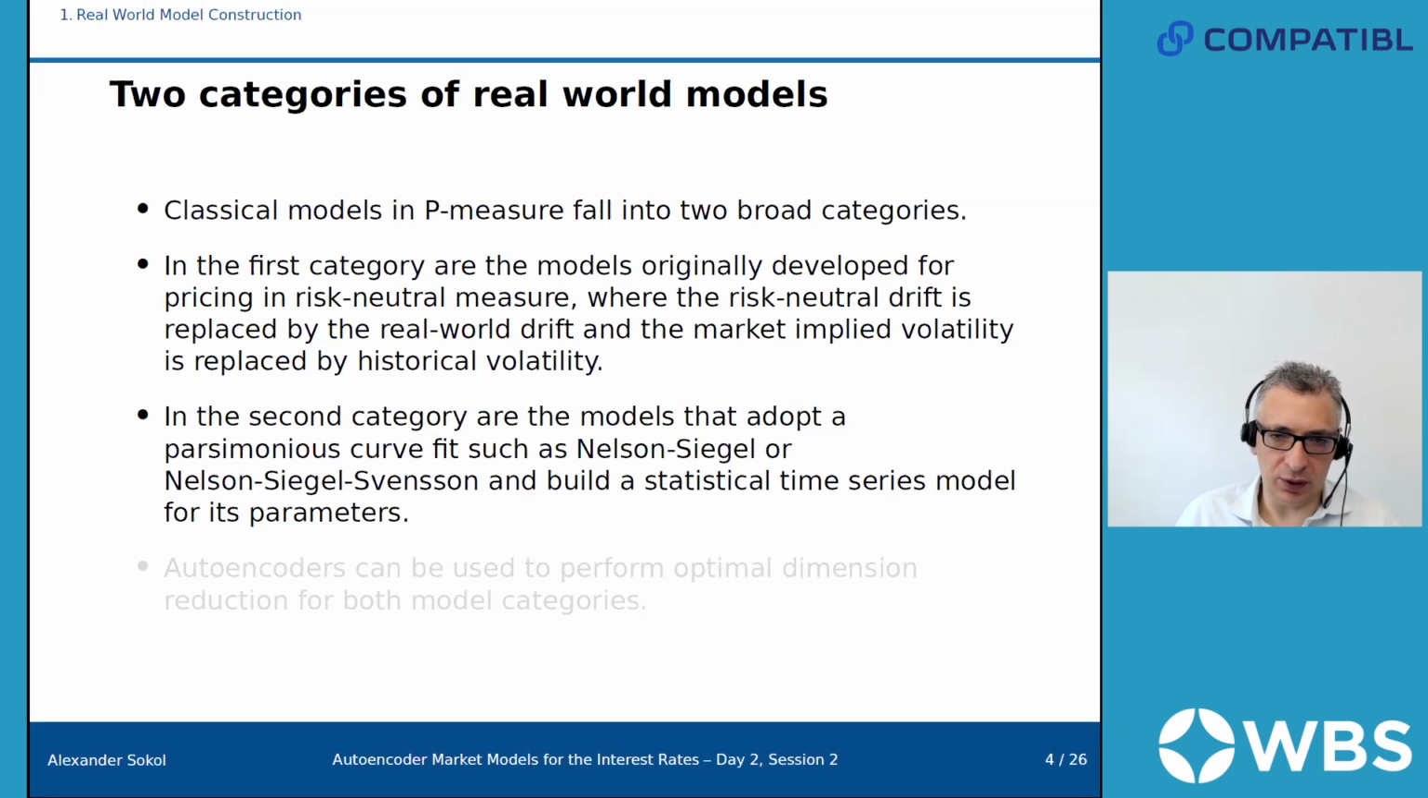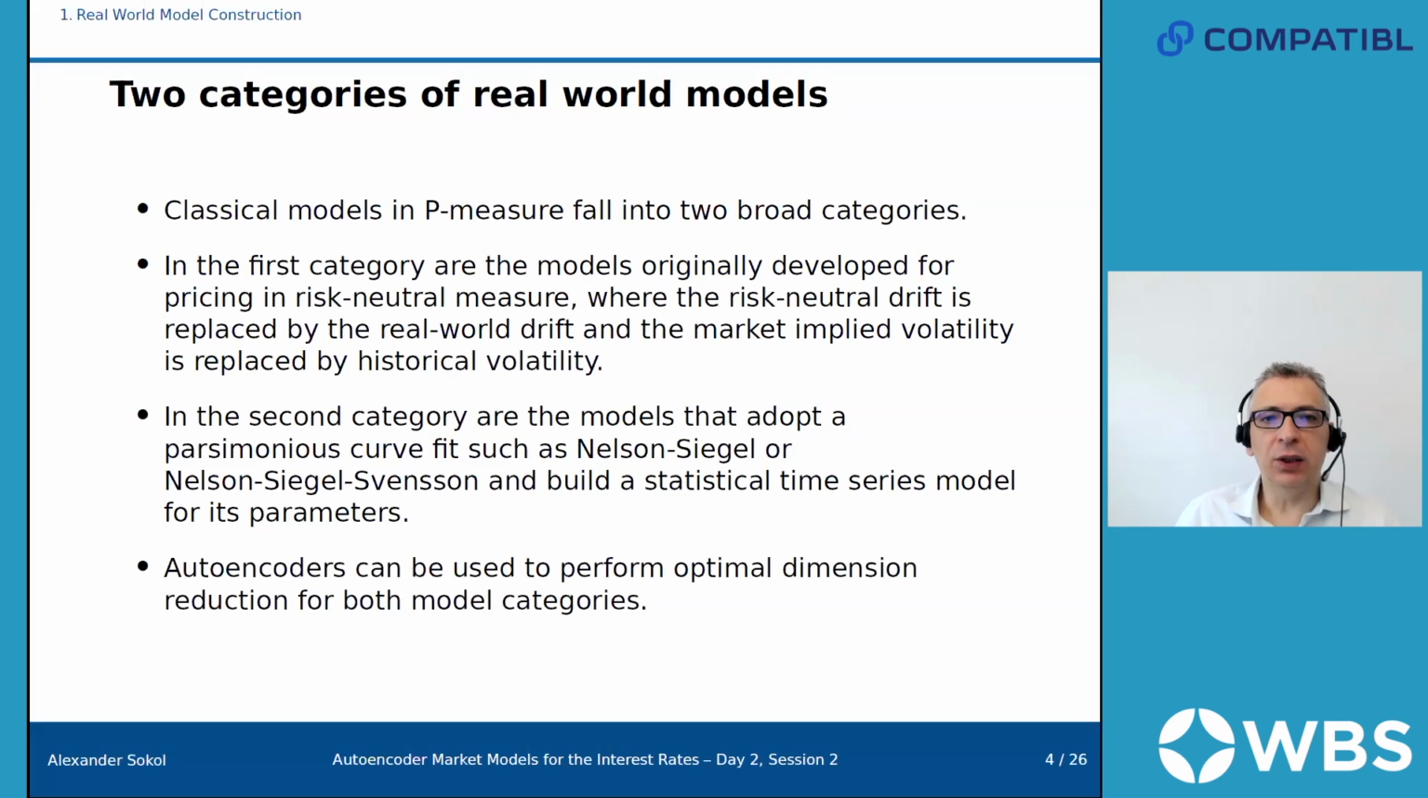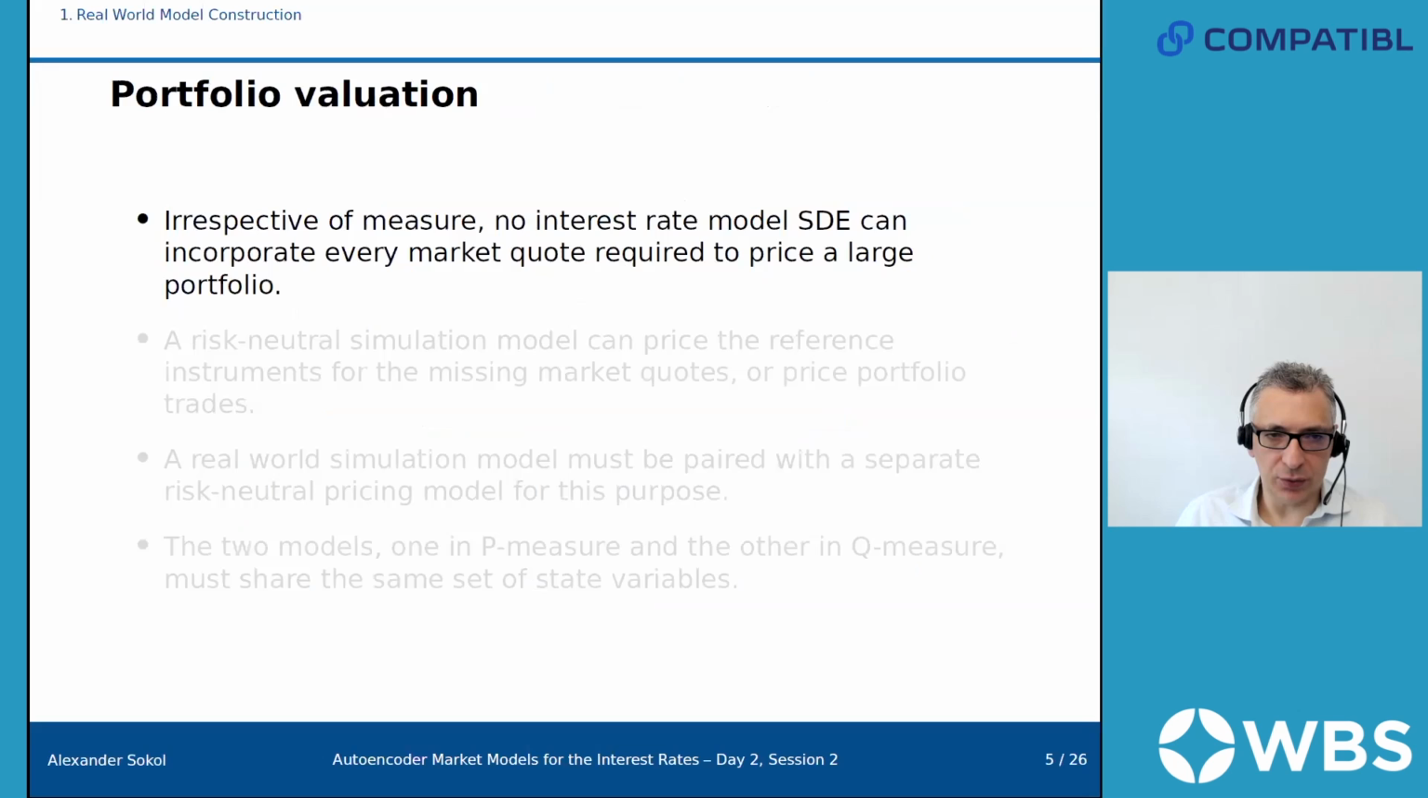And then you have a sufficient number of these risk horizons, even for a single currency, in your time series. When we're talking about things like limits, insurance, macro, we're talking years and decades in the future. So if our horizon is 30 years and our time series is 20 years, well, obviously there's not much we can do. So that's why we need the model. We need the model because we calibrate to a shorter time horizon, and then we extend it to a longer time horizon. And autoencoders can be used to perform optimal dimension reduction for both model categories.